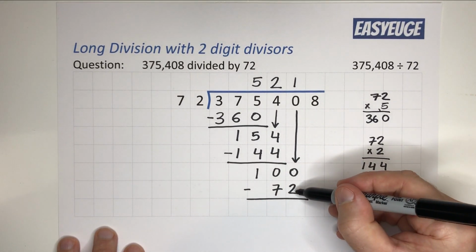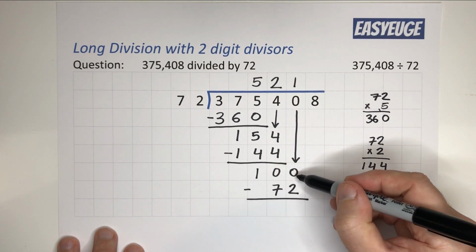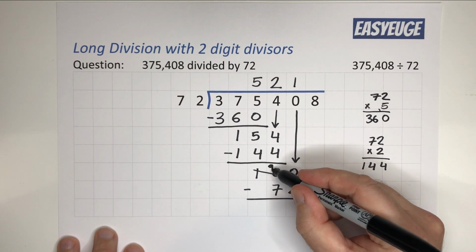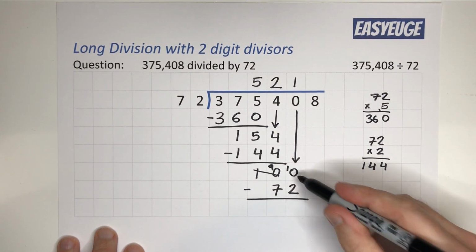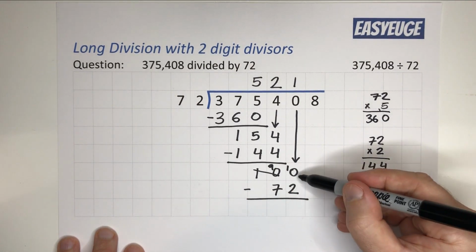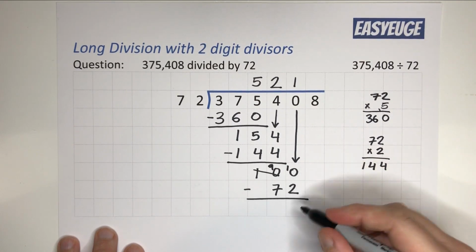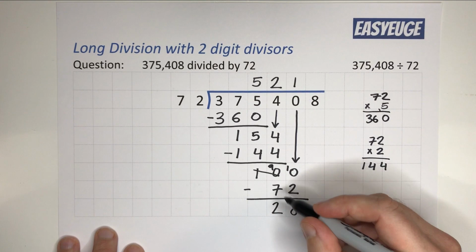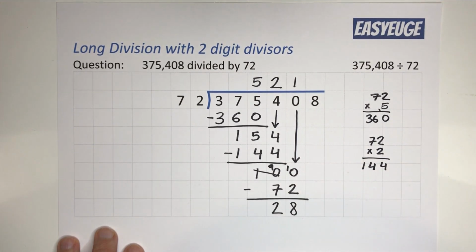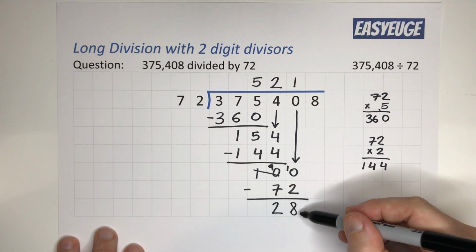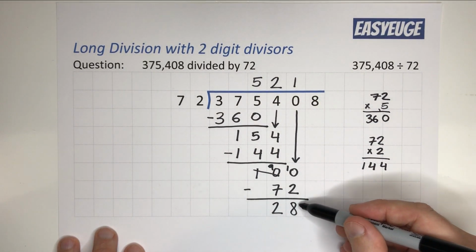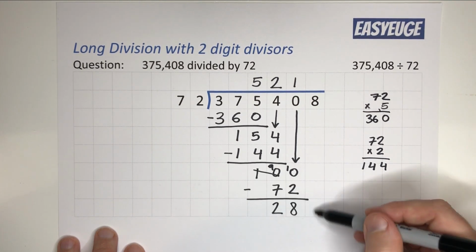Well, 0 take away 2. Well, what we do is we need to borrow 1 from the 10. So let's just make this a 9, and we'll give the 1 to the 0. So this becomes a 10. 10 take away 2 is 8. 9 take away 7 is 2. 0 take away 0 is 0. Now we have the number 28. 72 won't divide into 28 because there's just not enough in there.